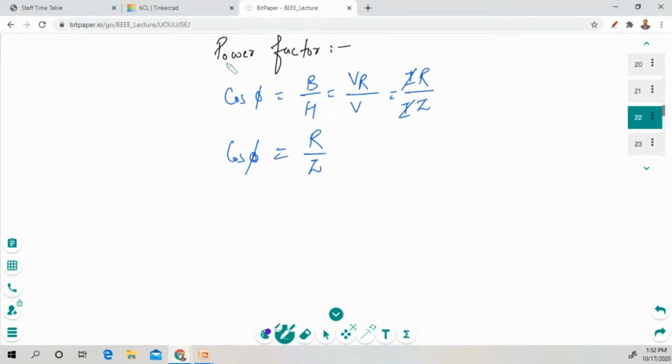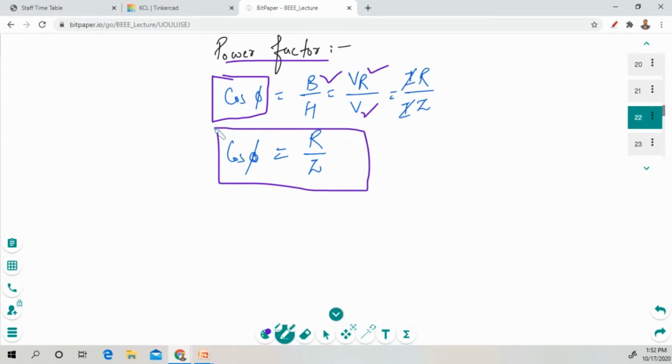After that, we have to find the power factor. The power factor can be found with the help of cos of phi. Cos of phi is represented by base upon hypotenuse. Across the base we have voltage VR, across the hypotenuse we have voltage V. So we put the values for VR and V, and this is our power factor, R upon Z.